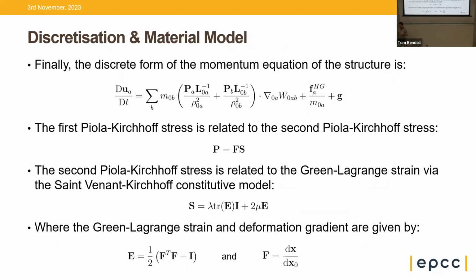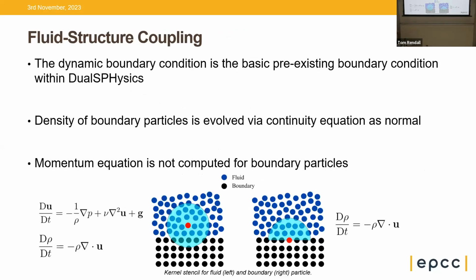So what we end up with after we apply the SPH discretization, this is our momentum equation now. We have our first particle Kirchhoff stress, we have the kernel correction plus the penalty force term. And then through our constitutive model, we can go from the deformation gradient tensor F at the bottom here up to our first particle Kirchhoff stress tensor. Okay, so that's the structural modeling.